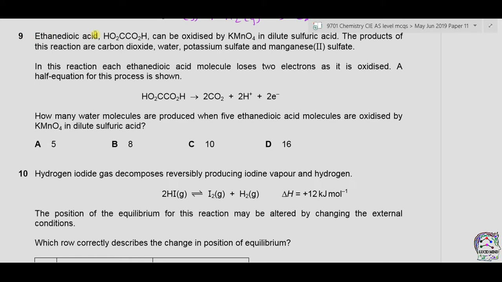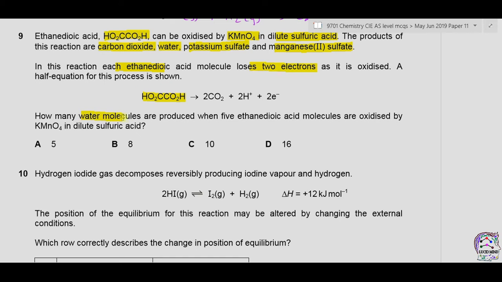Question number 9. Ethane dioic acid, in which we have 2 carboxylic acid functional groups present, can be oxidized by KMnO4, which is an oxidizing agent, in dilute sulfuric acid. The products of this reaction are carbon dioxide, water, potassium sulfate, and manganese 2 sulfate. In this reaction, each ethane dioic acid molecule loses 2 electrons as it is oxidized. A half equation for this process is shown, so we can see ethane dioic acid is converting into carbon dioxide along with 2 protons and 2 electrons.